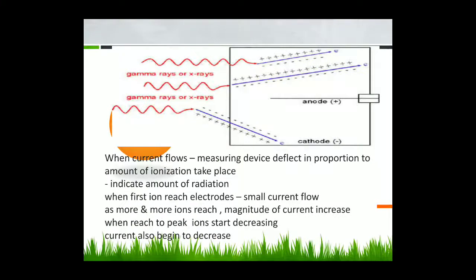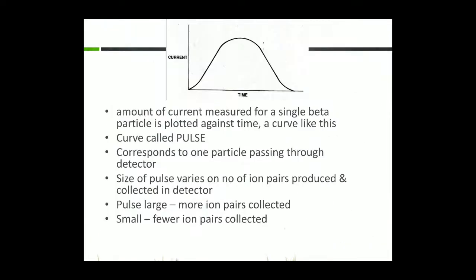When current flows through the circuit, the measuring device will deflect in proportion to the amount of radiation ionization that takes place. So it will indicate the amount of radiation present in the chamber. When the first ions reach the electrodes, a very small current will flow. When more and more ion pairs reach, the magnitude of the current will increase. But when it reaches the peak, ions will start decreasing, and then the current will also begin to decrease.